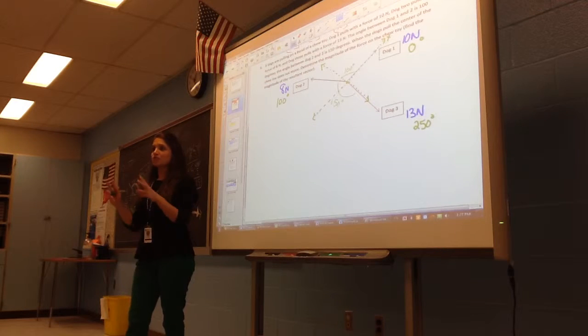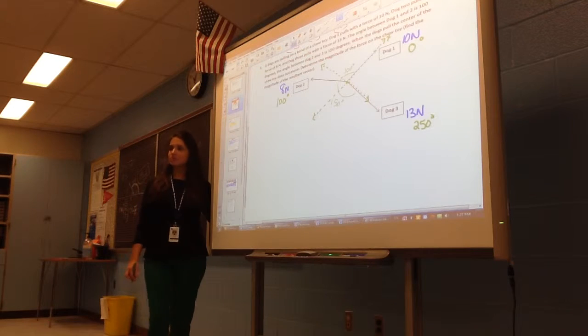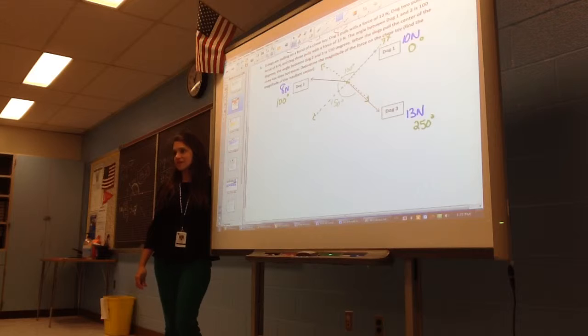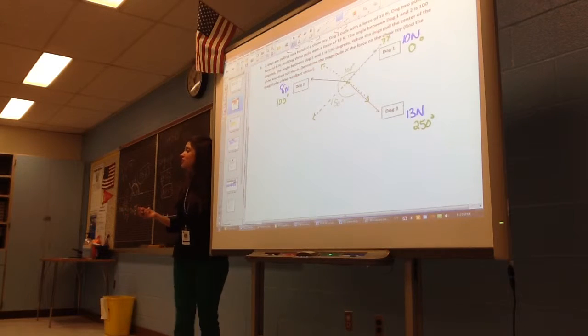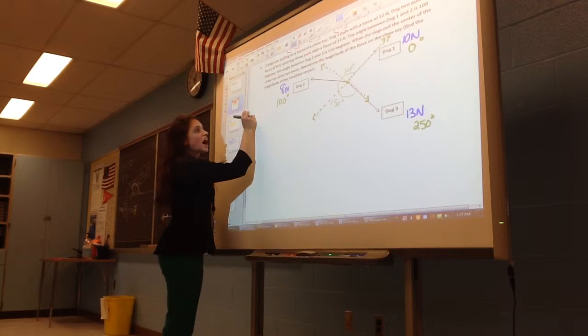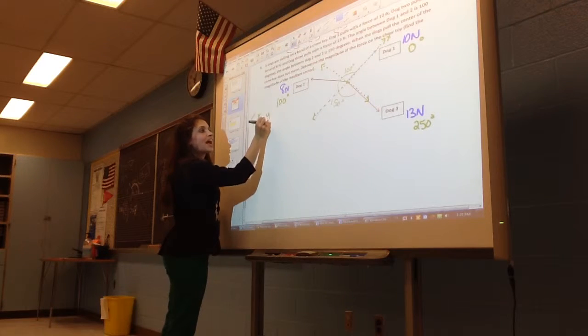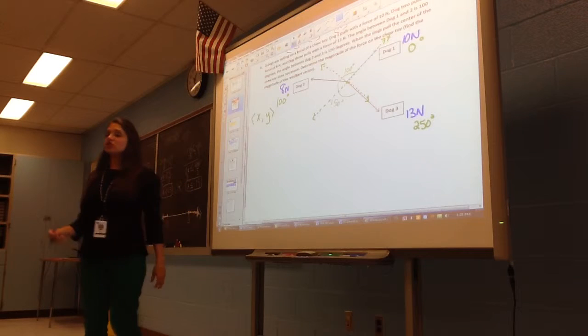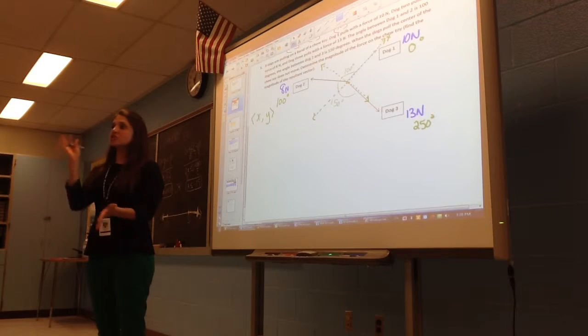Why is it that I found those 2 values? What am I going to do with those 2 values? Come on, guys. What's going on? Somebody knows what to do. I see it on a lot of people's papers. Somebody answer me. Yes? Is that where you do like the cosine and sine? Right, I have to use cosine and sine. What am I trying to find when I'm using cosine and sine? X and Y. I'm trying to find my components of the vectors. I need to find the horizontal component and the vertical component of each vector, of dog 1, of dog 2, and of dog 3.